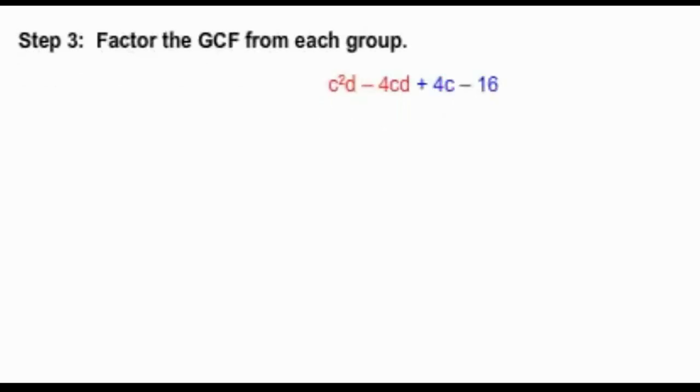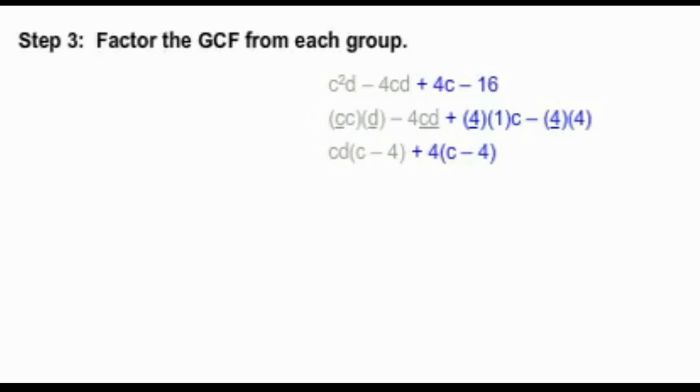The next step is to factor the GCF from each group. First, factor the GCF from the first pair of terms. C squared d and negative 4cd have 1c and 1d in common, so the greatest common factor is cd. When cd is factored out, you're left with c minus 4. Now, factor the GCF from the second pair of terms. 4c and negative 16 have a GCF of 4. When 4 is factored out, you're left with c minus 4. You're finished with this step.